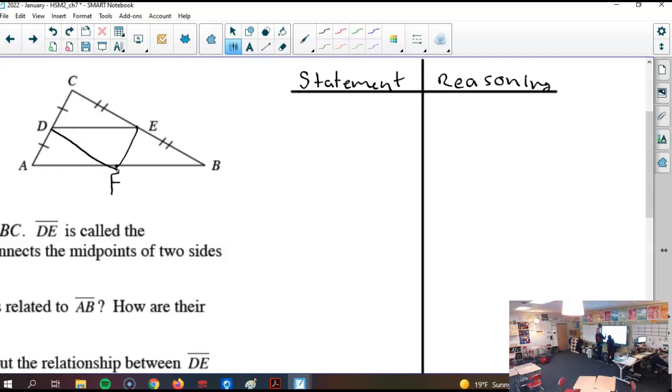There you go. So given CE is congruent to EB. Or you can say E is the midpoint of CB. Yeah, you could say E is the midpoint of CB. I mean, either. It depends what you think is easier to write. I think E is the midpoint.